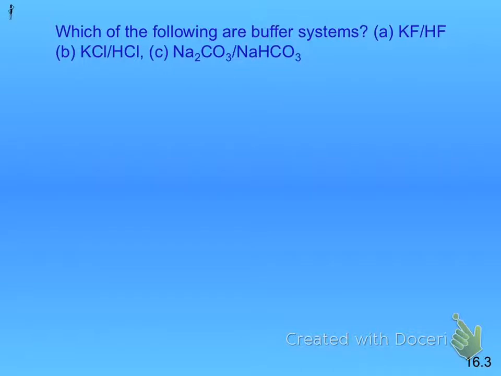So let's first try to locate and identify some buffer systems. I've got three on here: KF and HF, KCl and HCl, and Na2CO3 and NaHCO3. Pause the video, see which ones you think are buffered systems.